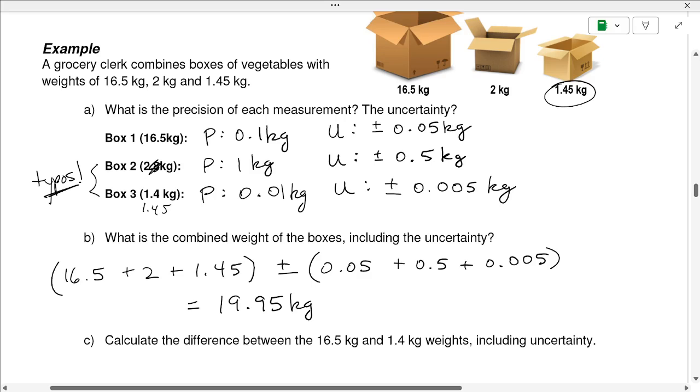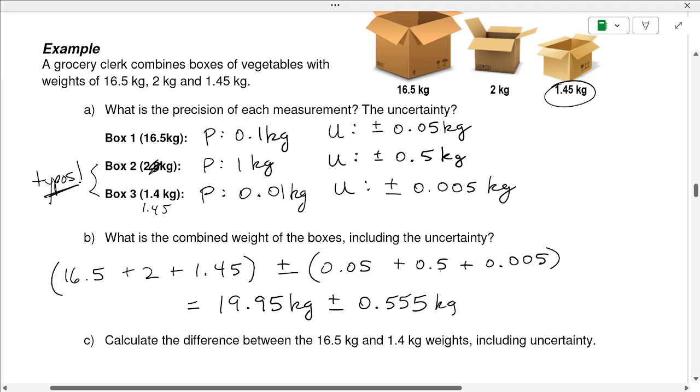kilograms. Notice I didn't bother putting kilograms in my math and my calculation, but I put it on my final answer. You should do that too, right? If your question had units, your final answer should have units. And then plus or minus, if we add this together, we're actually going to get 0.555: a 5 in the tenths place, a 5 in the hundredths place, and a 5 in the thousandths place.